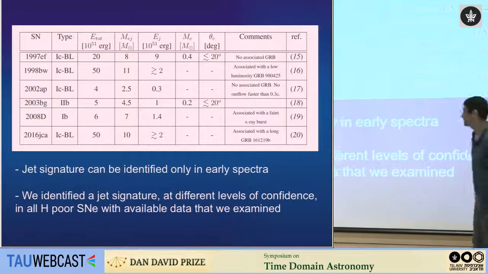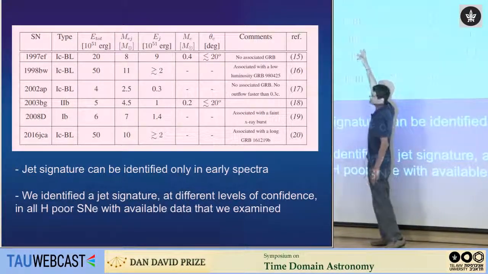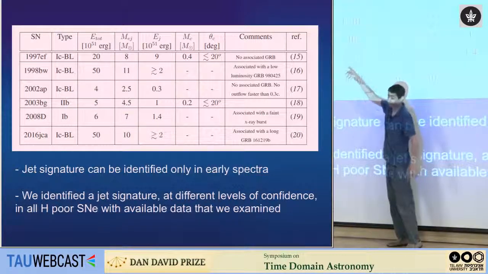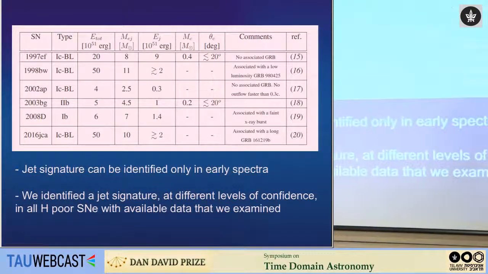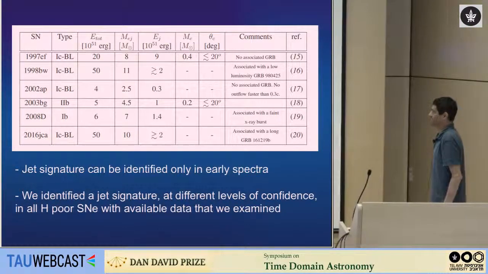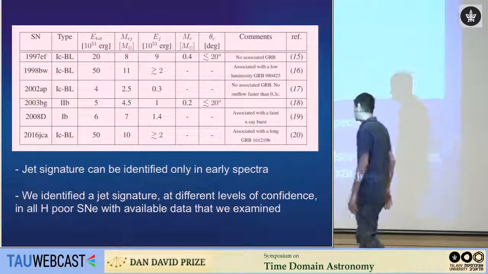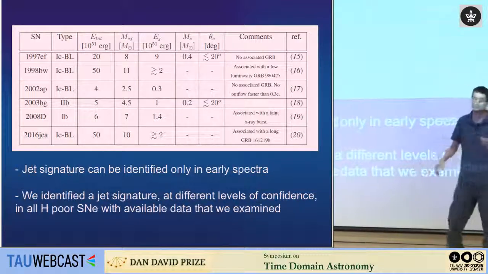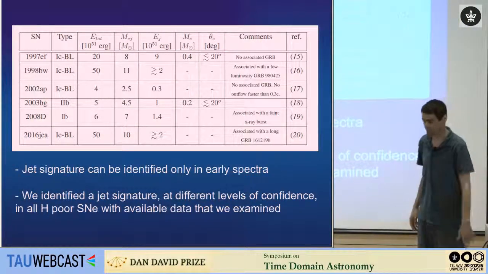But the most surprising part is that we also have a IIb and an Ib. In the IIb I said it's marginal. In the Ib, in this specific case, the signature is much stronger. And if this interpretation is correct, then it seems that a large fraction, possibly all, I don't know, but a large fraction of all hydrogen-poor supernovae contain relativistic or at least mildly relativistic jets.